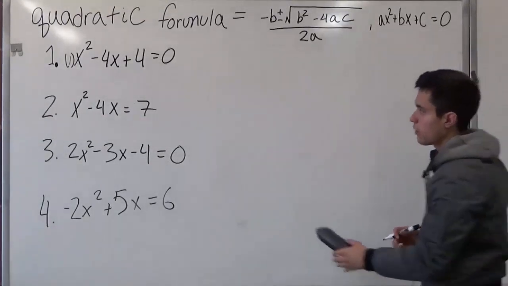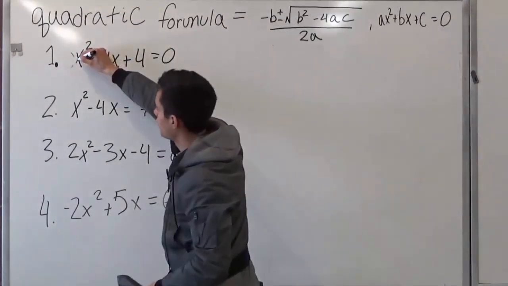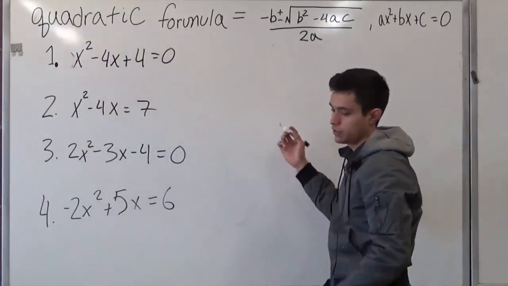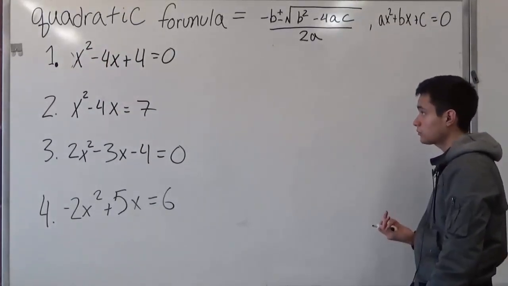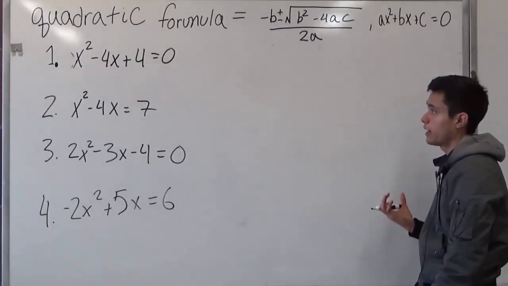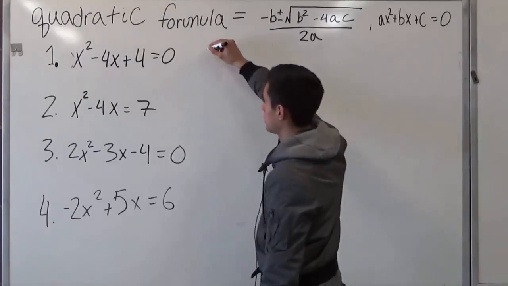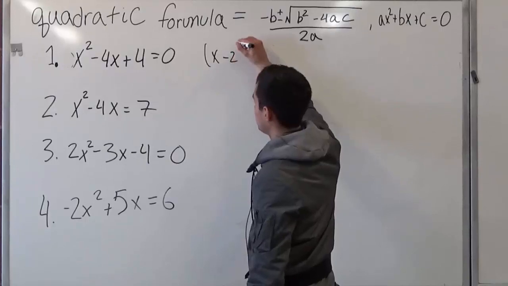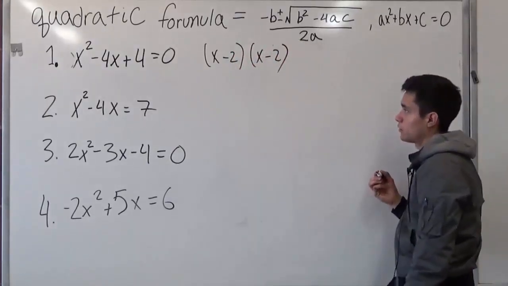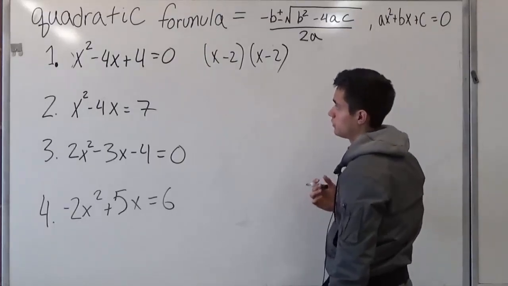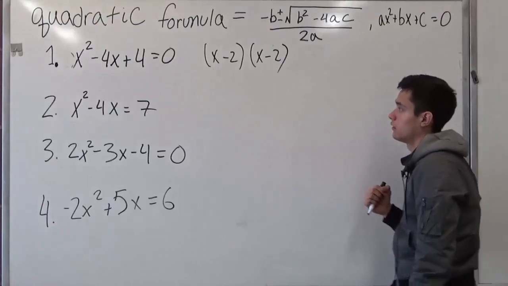So in this problem, we already know that x squared minus 4x plus 4 is equal to 0. We can solve this many ways. Since we already know how to factor, we can solve this by factoring, which is just x minus 2, x minus 2. So in other words, this is one way of solving it, through factoring.